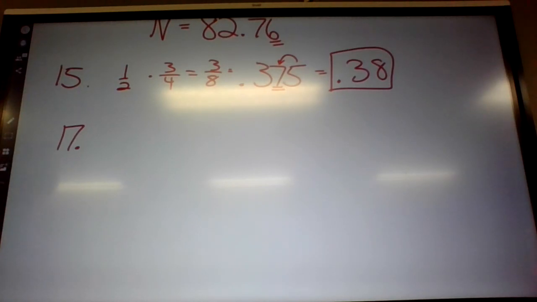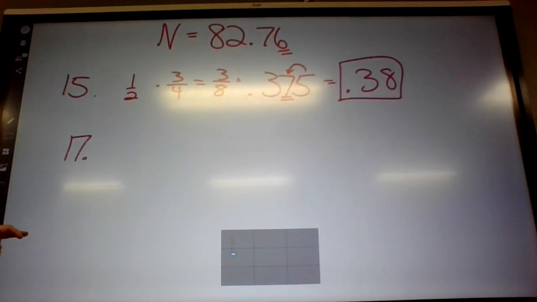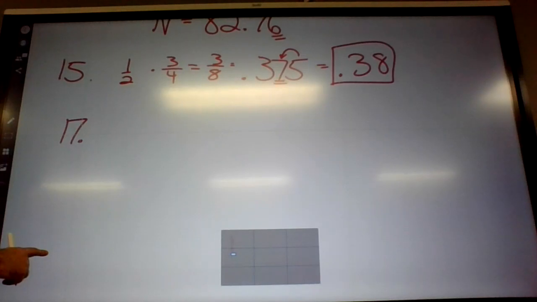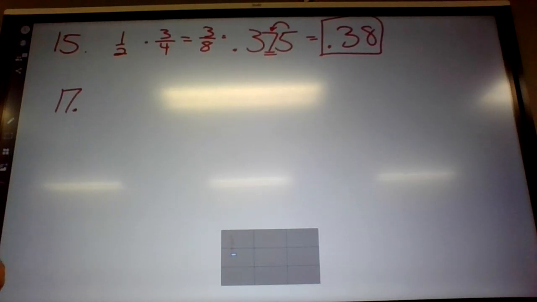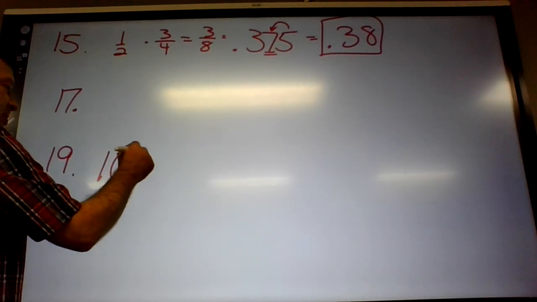Wait, I already did 17, is this 19? What was 7? We did 7. 17 is 33,075. I must have undone something. What happened? 19 is 10% of what number? Hopefully you guys got 17 because it disappeared off the face of the earth.